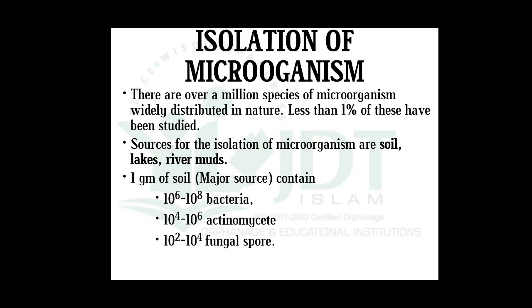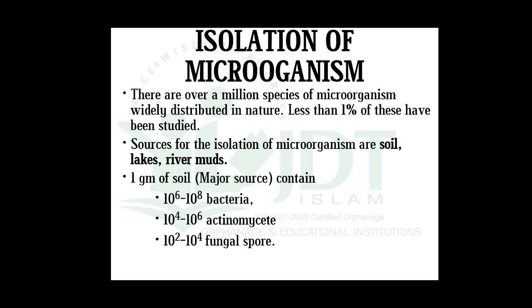Now, coming to the next part of the fermentation process, we have to inoculate the fermenter with a specified microorganism. Now, how will we select and how will we isolate the microorganism? So we will use natural sources itself, like soil, lake, river, muds. These are the natural sources for isolation of microorganisms. There are millions of species of microorganisms which are widely distributed in nature. Less than 1% of these have been studied till now.